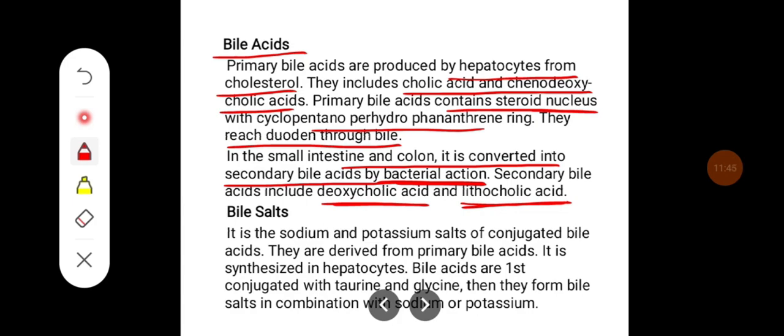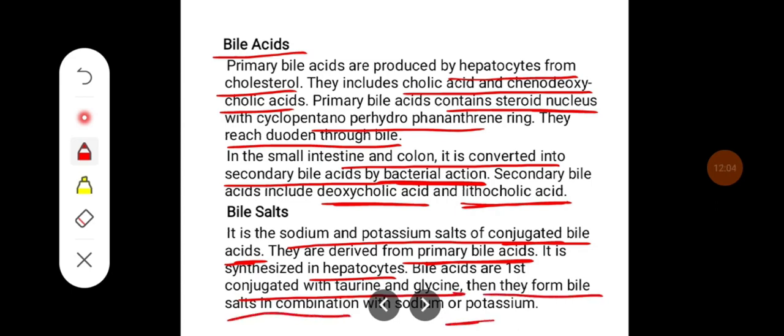Bile salts. They are the sodium and potassium salts of conjugated bile acids. They are derived from primary bile acids and synthesized in hepatocytes. Bile acids are first conjugated with taurine and glycine, then they form bile salts in combination with sodium or potassium.